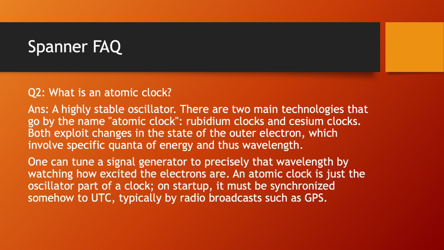the correct time. What is an atomic clock? A highly stable oscillator. There are two main technologies that go by the name atomic clock: rubidium clocks and cesium clocks. Both exploit changes in the state of the outer electron, which involves specific quanta of energy and thus wavelength. One can tune a signal generator to precisely that wavelength by watching how excited the electrons are. An atomic clock is just the oscillator part of a clock. On startup, it must be synchronized somehow to UTC, typically by radio broadcasts such as GPS.